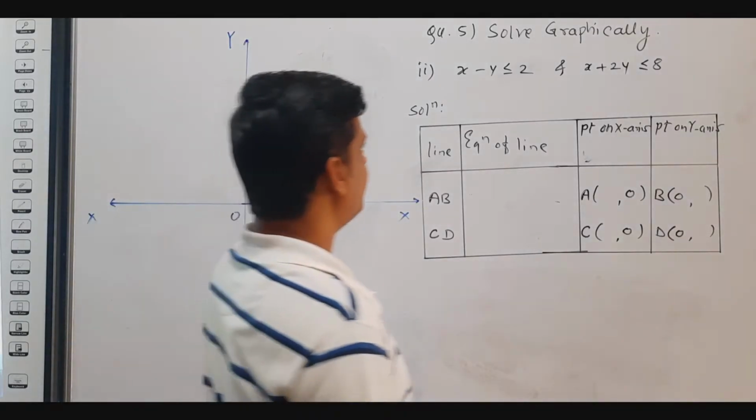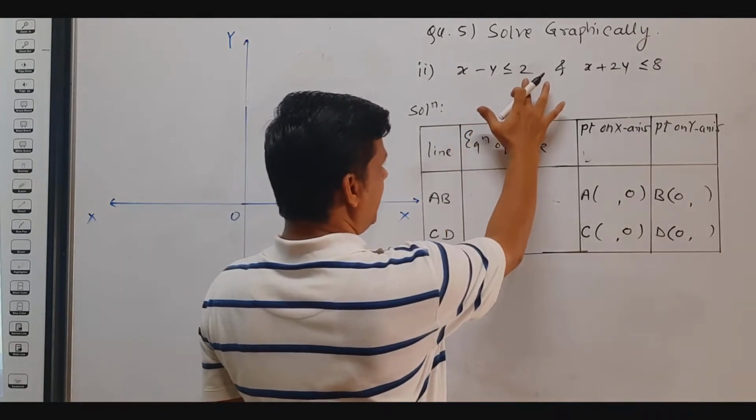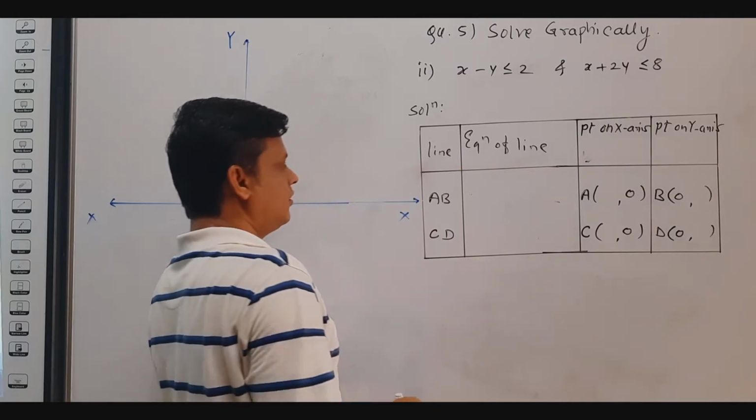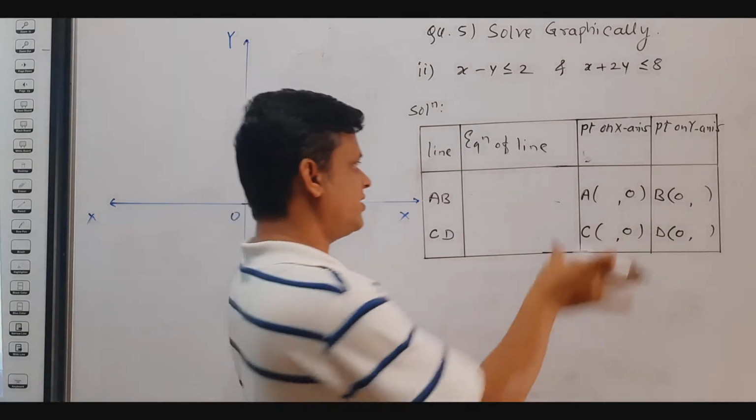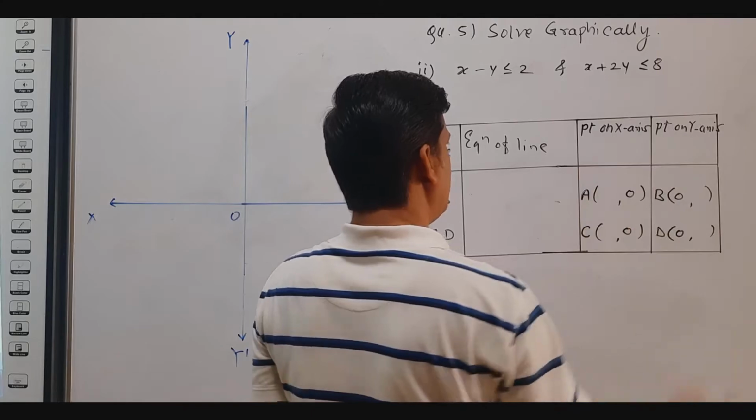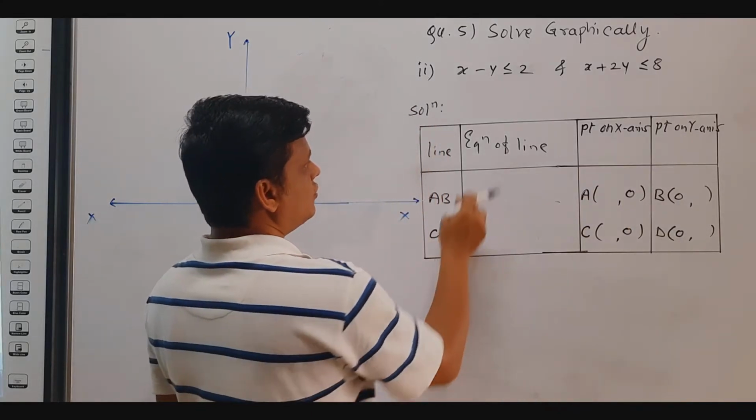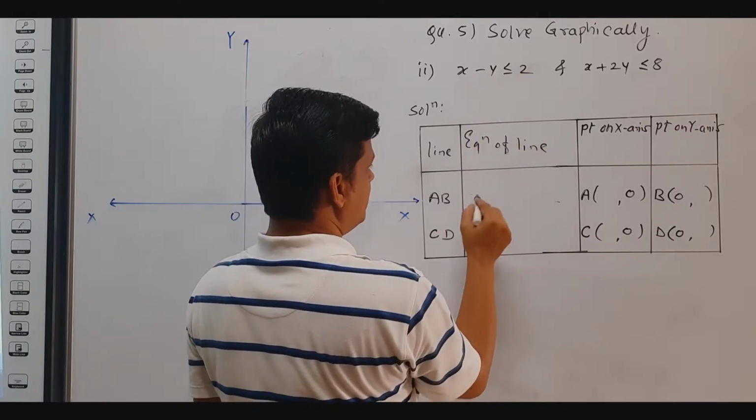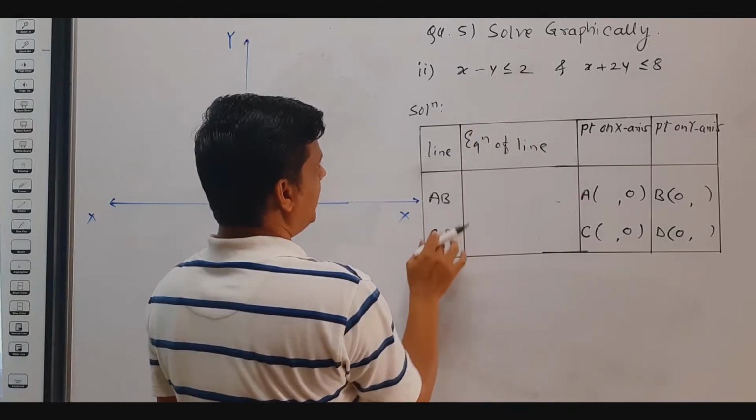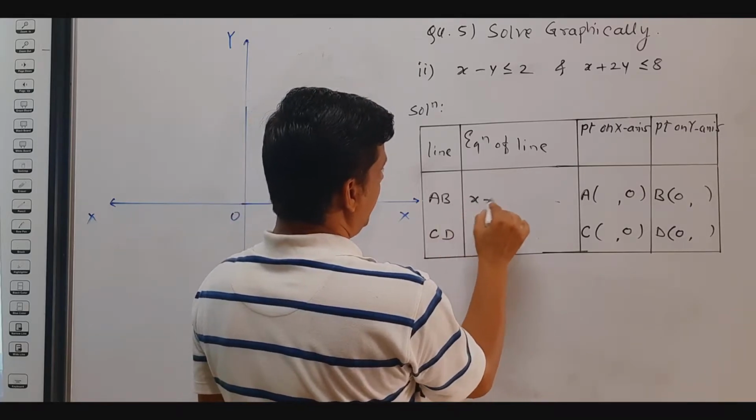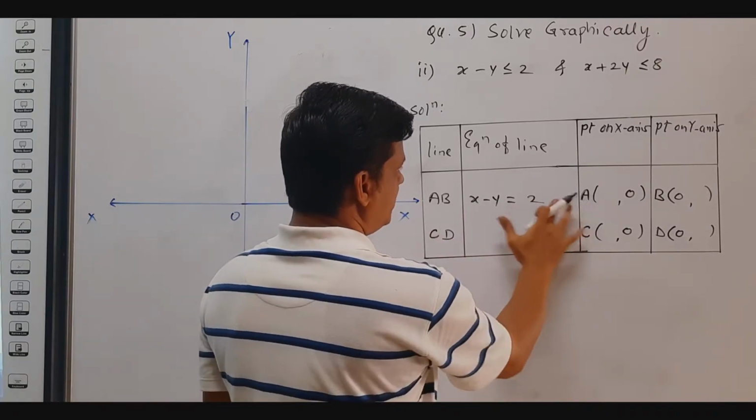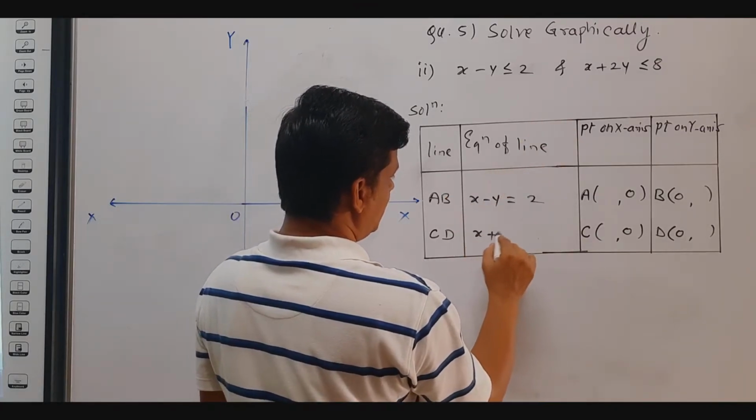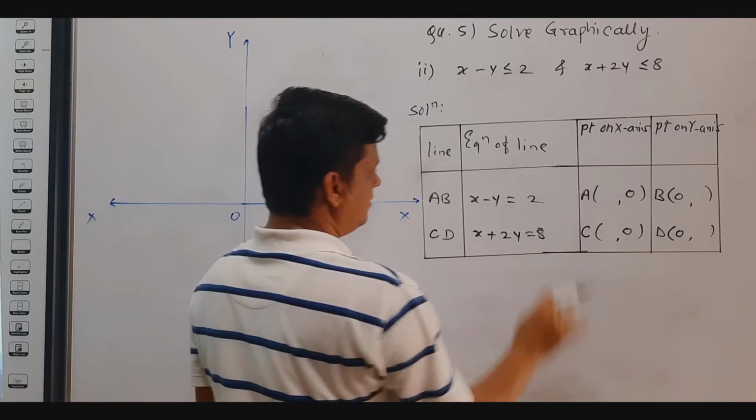Now the second sub question: x minus y less than or equal to 2 and x plus 2y less than or equal to 8. So in the solution, first we draw this table for our convenience for plotting the lines. From this we write the equation of line from the first inequation, and we call that line AB. So x minus y equals 2 is the first equation. Then the second equation is x plus 2y equals 8.